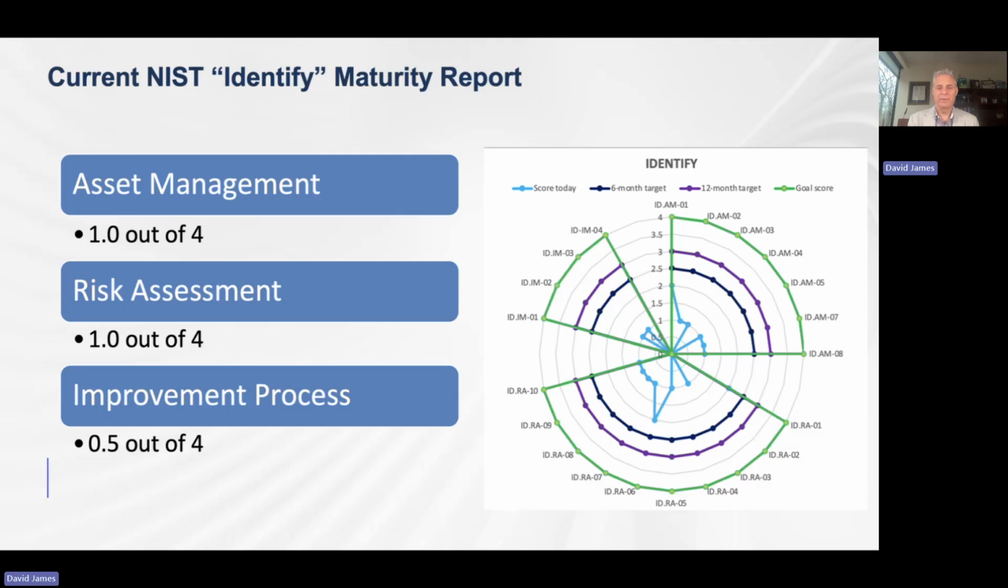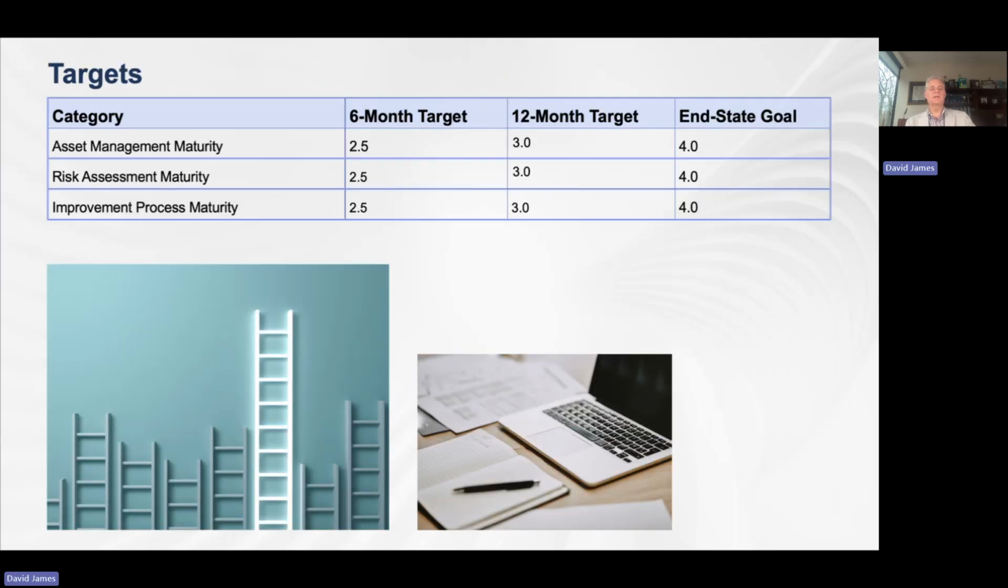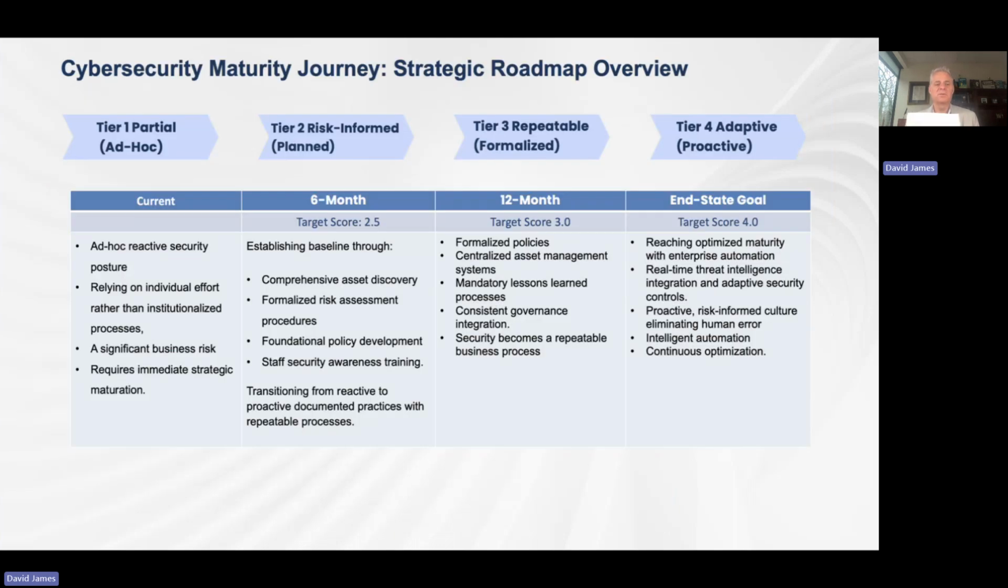And we do have a game plan to go from where we are, which is reactive, to where we're going to be at the end state, which is proactive. So our target in 6 months is to get to tier 2, which is 2.5. And I'm actually going to go to the next slide because I think it shows a little bit better. Tier 1 is where we are now. We are in what is called partial ad hoc stage.